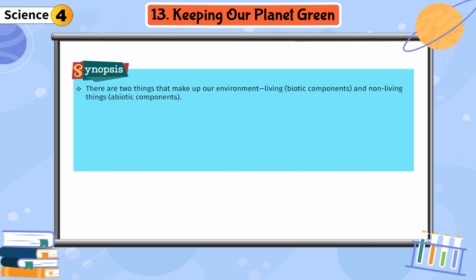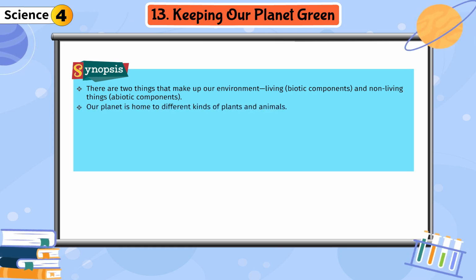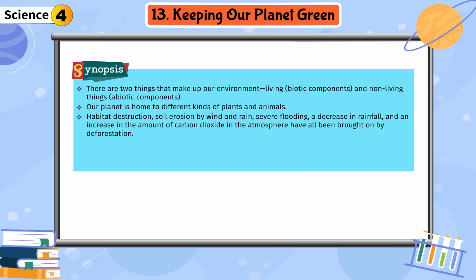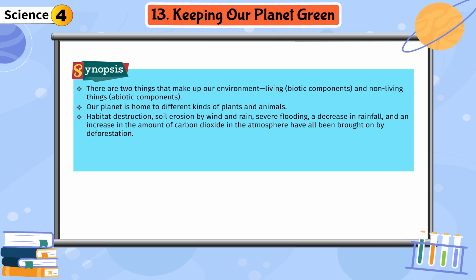Synopsis. There are two things that make up our environment: living biotic components and non-living abiotic components. Our planet is home to different kinds of plants and animals. Habitat destruction, soil erosion by wind and rain, severe flooding, a decrease in rainfall, and an increase in the amount of carbon dioxide in the atmosphere have all been brought on by deforestation.